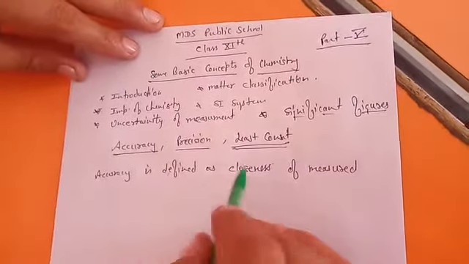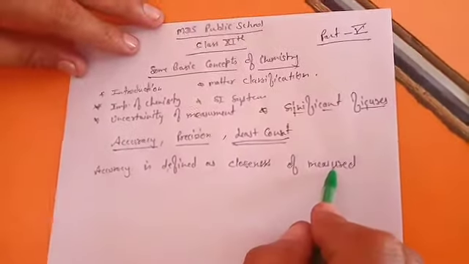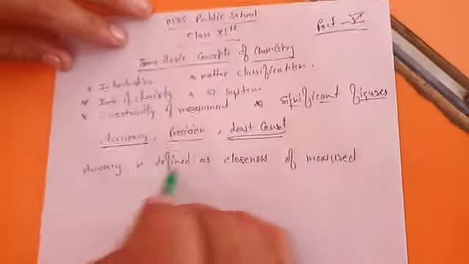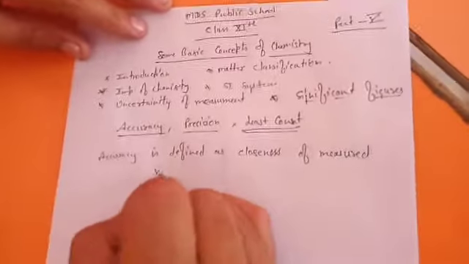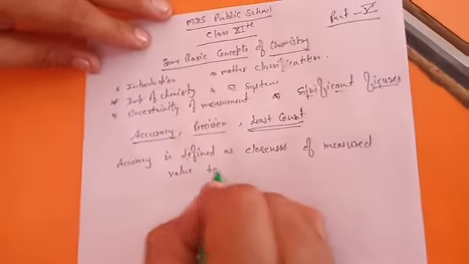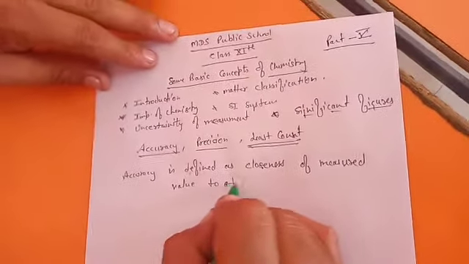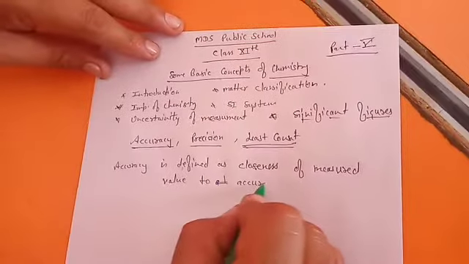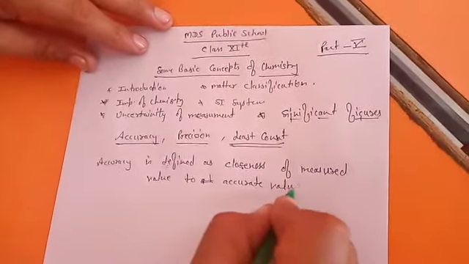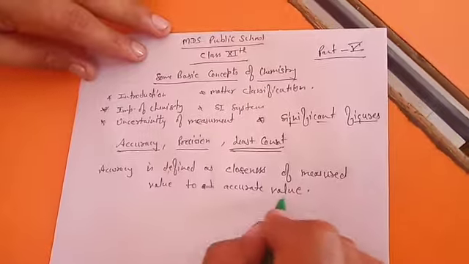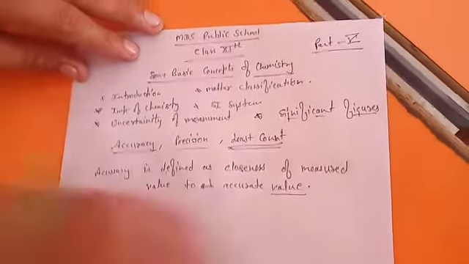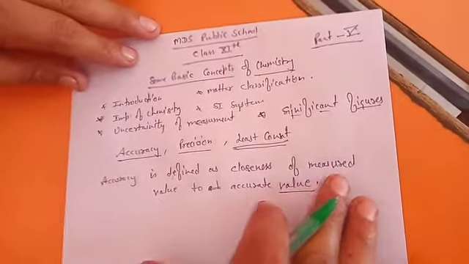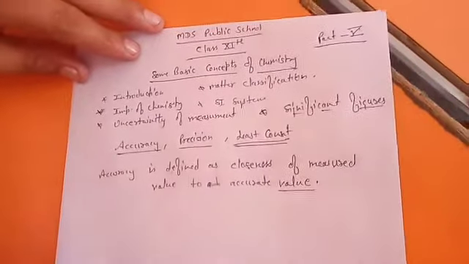So how close is your measurement? Accuracy is defined as the closeness of the measured value to the accurate value. That is particularly known as accuracy. It tells how close the measurement you did is to the accurate value. That is accuracy.